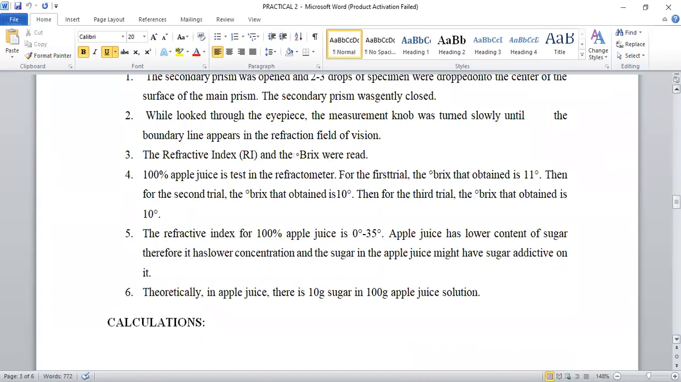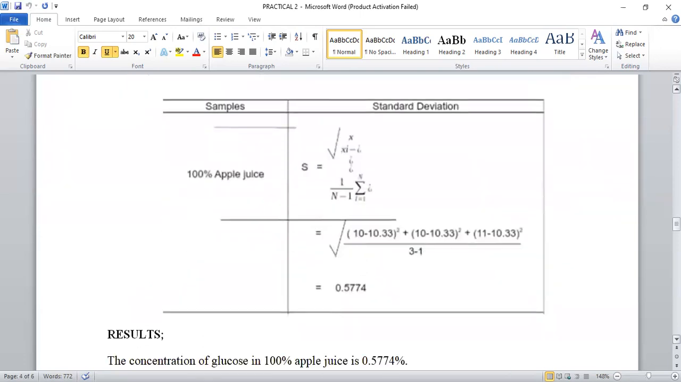The refractive index of 100% apple juice is 0 to 35 degrees. The apple juice has a lower quantity of sugar, therefore it has the lowest concentration, and the apple juice might have sugar additive in it. So theoretically, in apple juice, there are 10 grams of sugar in 100 grams of apple juice solution. Now we will see the calculation of this procedure. For 100% apple juice, we have calculated the amount of sugar present, which is 0.5774% in 100% apple juice. So the concentration of glucose in 100% apple juice is 0.5774%.